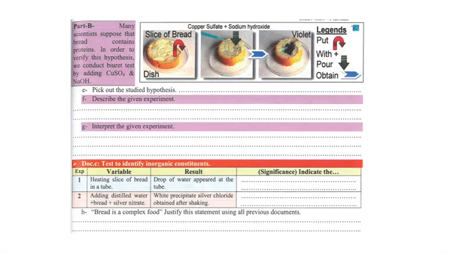Part B. Many scientists suppose that bread contains proteins. In order to verify this hypothesis, we conduct the biuret test by adding CuSO4 and NaOH. Pick out the studied hypothesis. Hypothesis: bread contains proteins. Describe the given experiment.